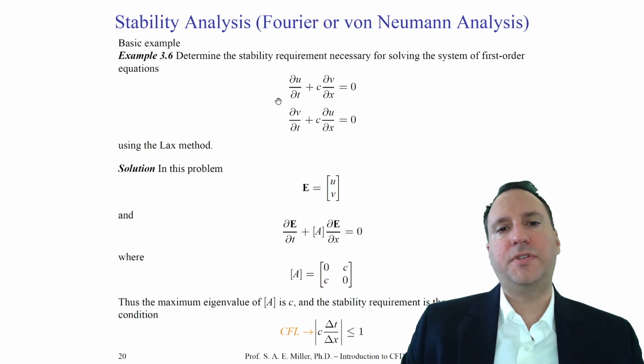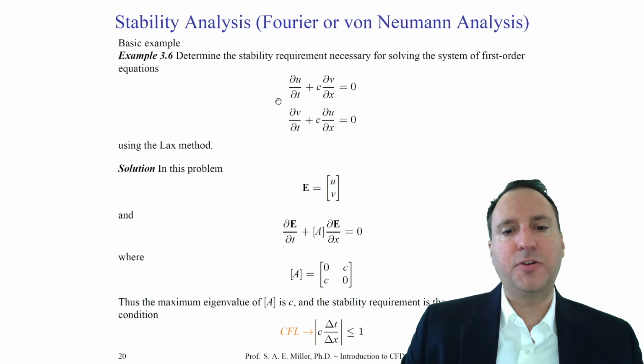So you can see we have two unknown variables, u and v, and they're dependent on time and one spatial direction, x. So it's a space-time set of linked partial differential equations. And we want to solve this using the so-called Lax method. This is a type of numerical scheme to solve the equations of motion.